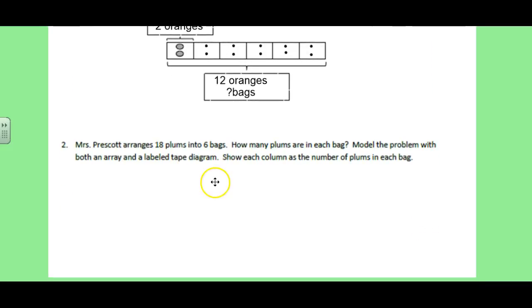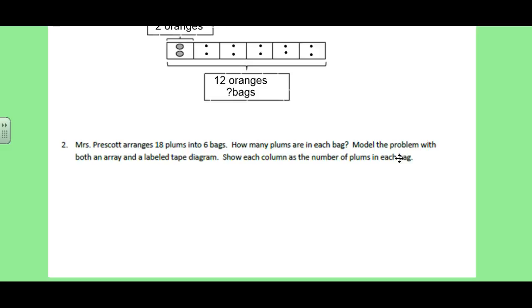Okay, so number 2 says Mrs. Prescott arranges 18 plums into 6 bags. How many plums are in each bag? Model the problem with both an array and a labeled tape diagram. Show each column as the number of plums in each bag. All right, so we're going to just not even listen to what these last 2 sentences say right now, because we're not going to model it with an array, and we are going to model it with the tape diagram.